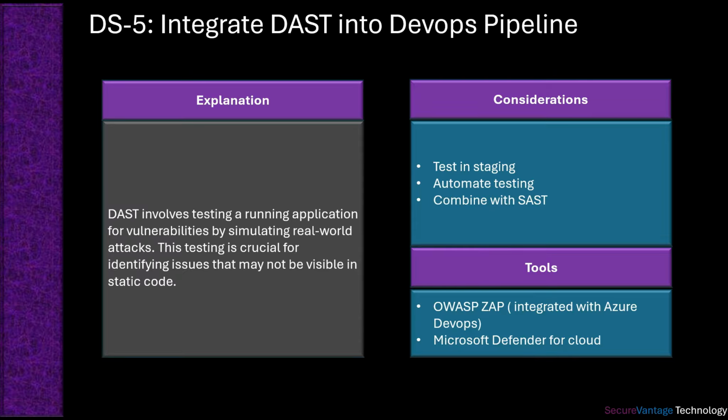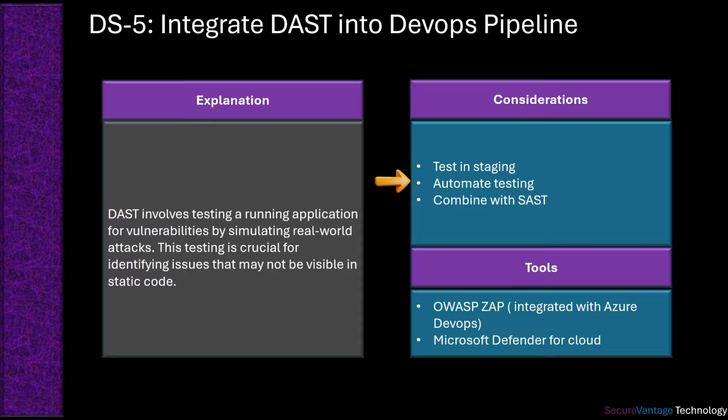Fifth, DevOps processes: integrate dynamic application security testing into the DevOps pipeline. DAST involves testing a running application for vulnerabilities by simulating real-world attacks. This testing is crucial for identifying issues that may not be visible in static code. DAST stands for Dynamic Application Security Testing. What are the considerations to be given in this case?